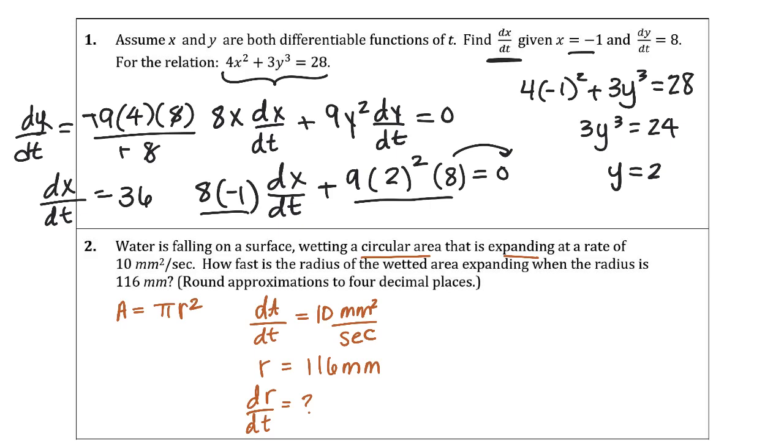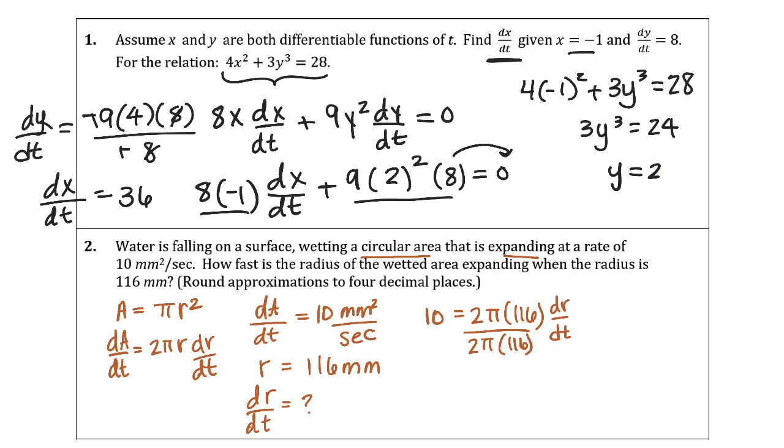So back over here with our geometric formula, we are going to find the derivative of both sides. So we're going to have 2 pi r and then dr/dt. And now we're ready to do our substitution. dA/dt we know is 10. 2 pi r, and we know r is 116 millimeters. And I'm looking for dr/dt. And so again, dividing over 2 pi times 116. Notice we are not multiplying any of this out. That is so not necessary.